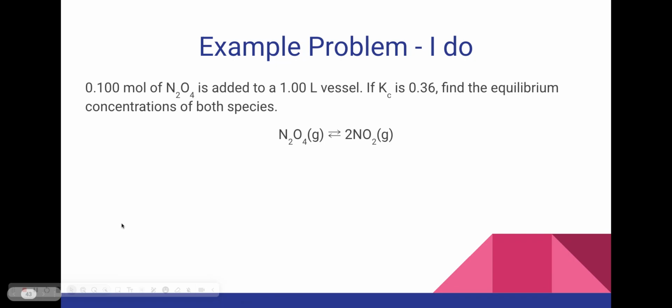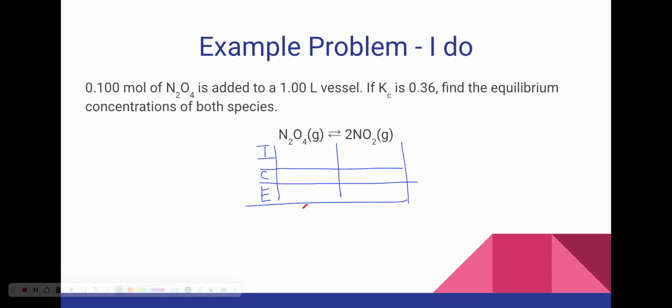This one says we've got 0.1 moles of N2O4 added to a liter vessel. If Kc is 0.36, we need to find the equilibrium concentration of both species. All right, so diving into this one, we're going to, of course, construct our icebox. So I'm going to pause the video, and I'll be right back when I have it. All right, guys, so for my icebox, I got 0.100 molar for our concentration of N2O4 and 0 molar for our concentration of NO2. Again, guys, if they don't give us anything about a product, or for that matter, a reactant, we assume the initial concentration is, in fact, 0.